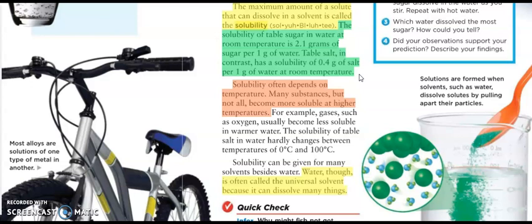So every substance has a specific solubility. Also the solubility depends on temperature. Many substances, but not all, become more soluble at higher temperature. As an example, we want to do another experiment right now to explain what it means that they become more soluble at higher temperatures.